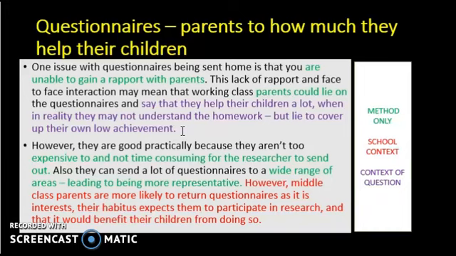However, middle class parents are more likely to return the questionnaire as it is in their interests. Their habitus expects them to participate in research, and they believe that it would benefit their children from doing so. So we've got a little bit about the characteristics of the group, which is parents, and they feel that it's benefiting their children from taking part with the research. We just need a little bit more about the parents and how they help their children to just clarify or cement that into a top band answer.